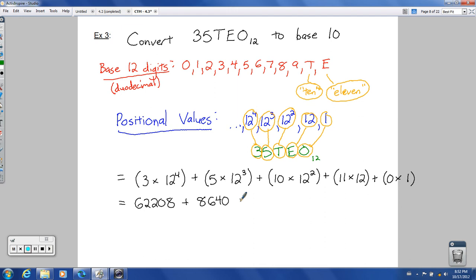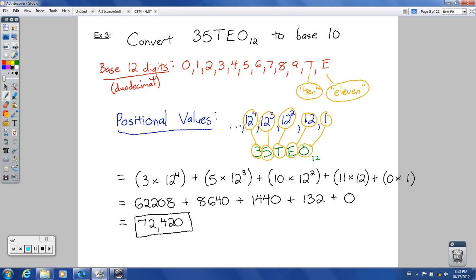Hopefully, if you multiply a number by 10, you just got to add a 0 to that. So that's 1,440. This is 132. We should have our times tables memorized up to 12 at least. So that one I can do in my head pretty quick. And then that's 0. We add all these together, and we're going to get 72,420. This is a base 10 number, so no need to write the 10 subscript. If you did, it wouldn't be wrong, but it's just not the proper notation. We just leave it out if it's base 10.